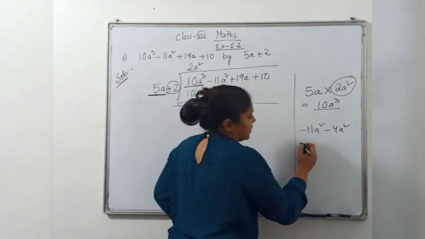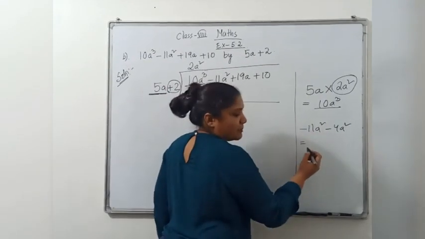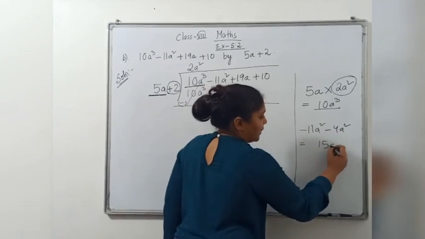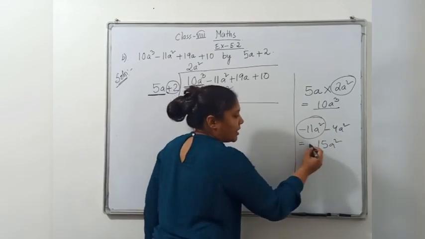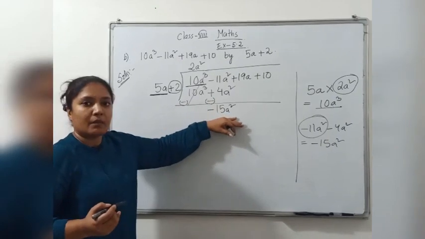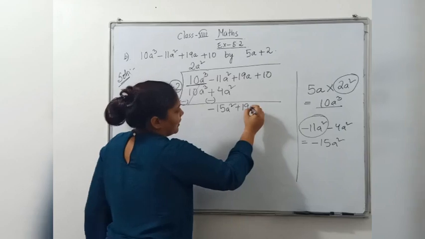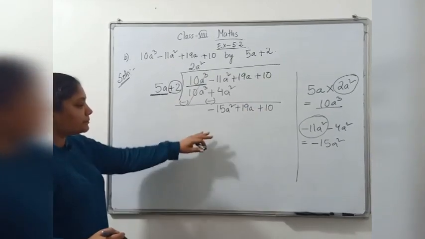Okay? Now, if I say you normally solve this, how will you do it? Minus minus plus, right? 11 plus 4, 15. 15a square. Now, which is bigger? 11 is bigger. What is the sign of 11? Minus. This is how 15a square came. Clear? Then you pull down the numbers 19a and 10.